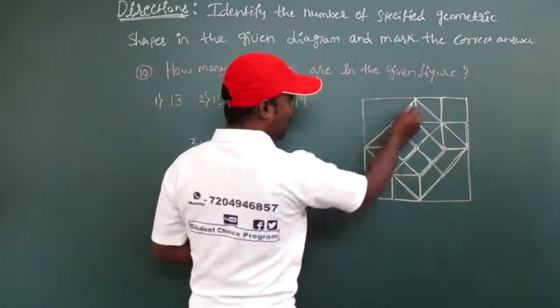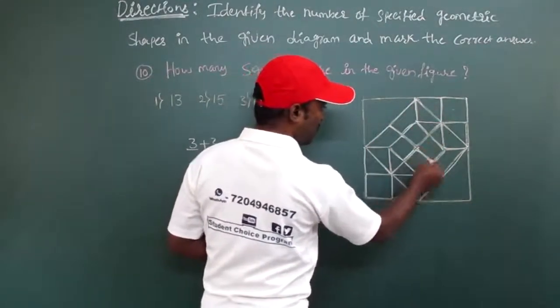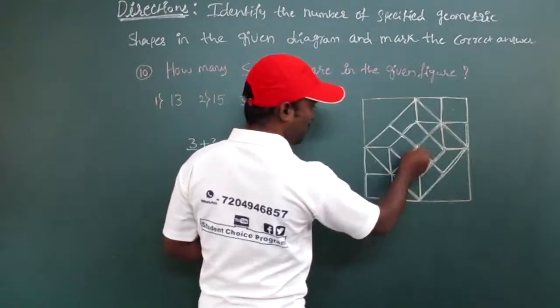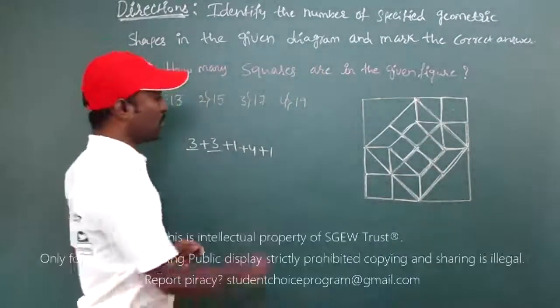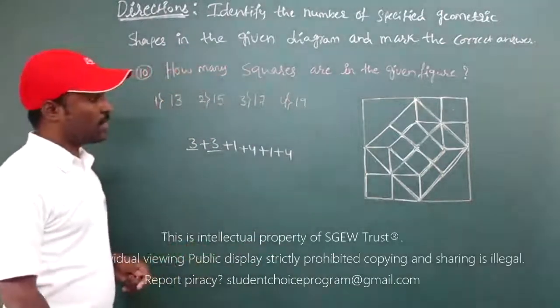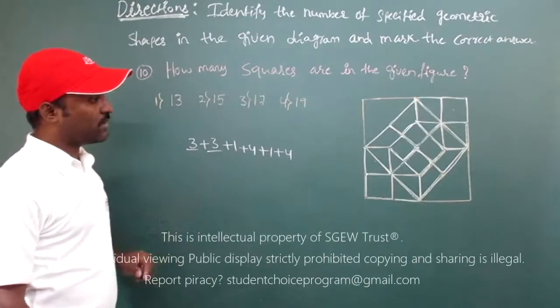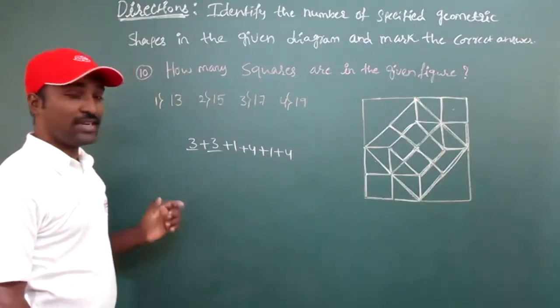Now, if you observe, yes, 4 more squares here. 1 square, 2 square, 3 square, 4 square. So plus 4. Now, is there any other square present? Is there any other square?